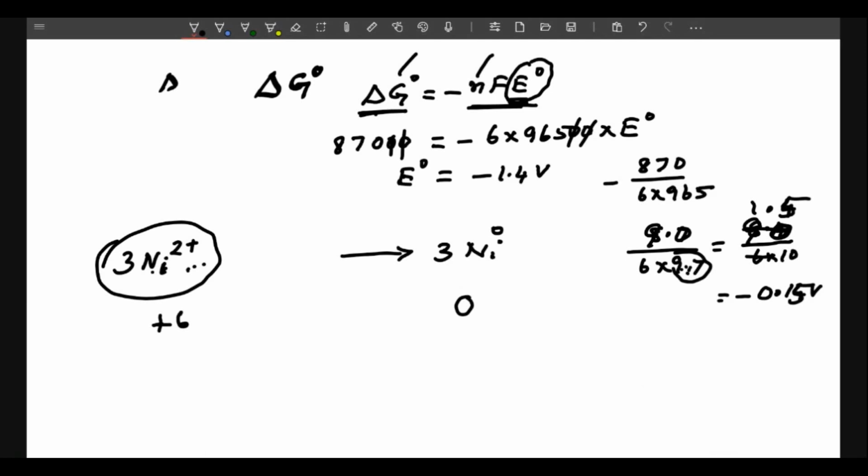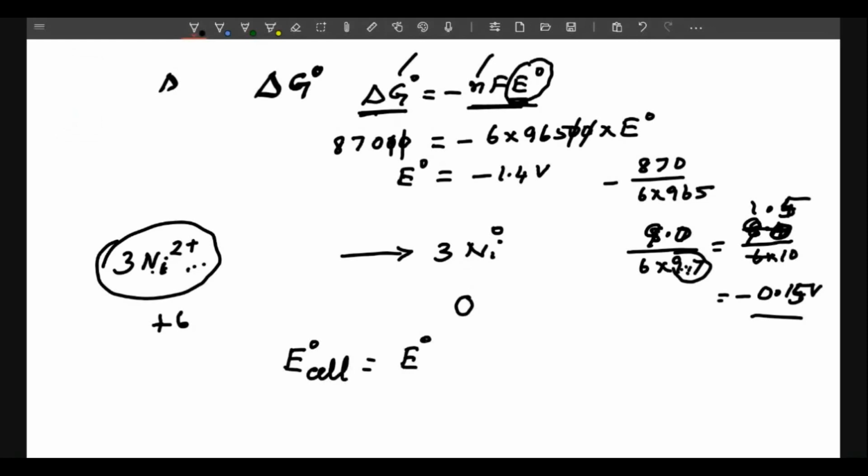Don't be in a situation like, if you go this way, there is an option given, option E is minus 0.15. They are not asking for the cell EMF. They are asking you what is the half reduction potential. Therefore, the next stage is E cell. You have found out that E cell is equal to E naught of the anode.